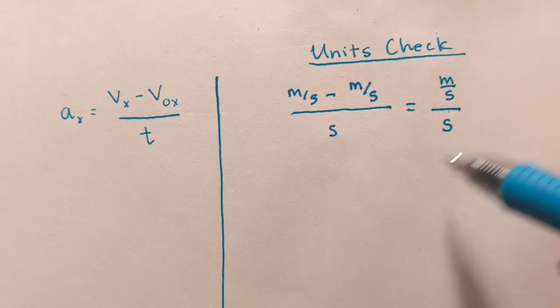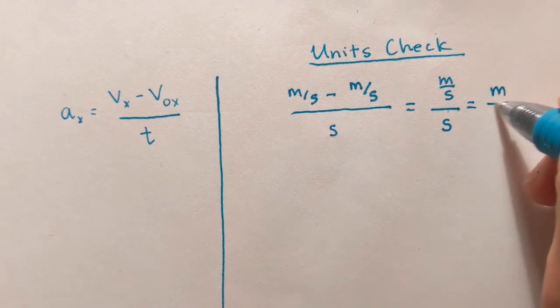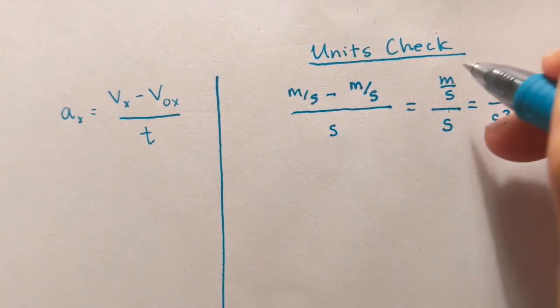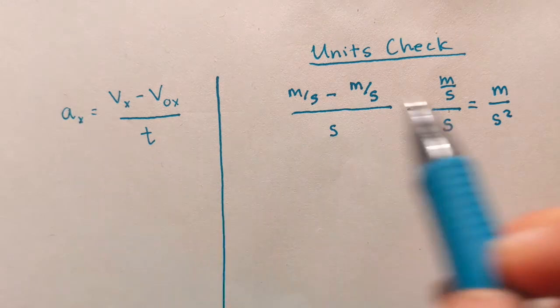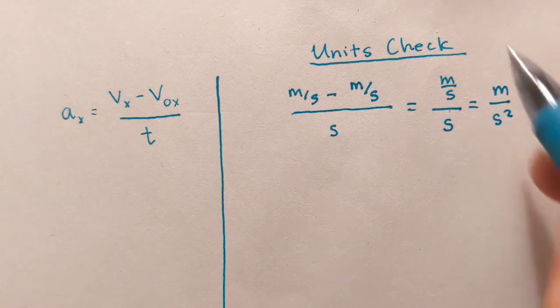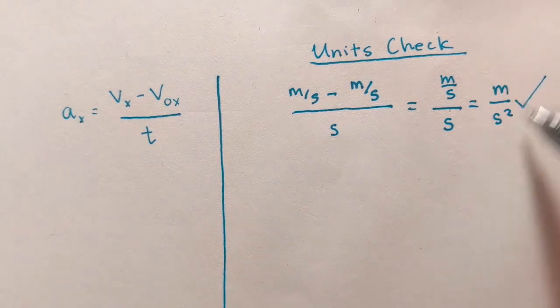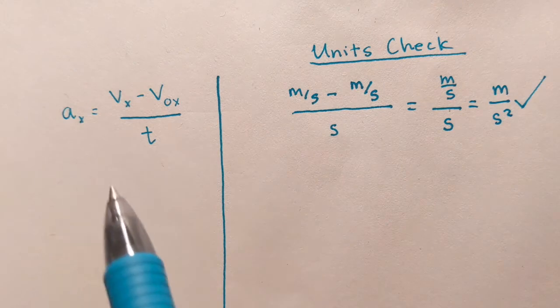To get rid of this gross multi-story fraction, it becomes meters per second squared. That is what I want. I'm solving for an acceleration, and I ended up with my units being meters per second squared, which is what I expected. If you did not get meters per second squared, that would mean that you solved the equation incorrectly.